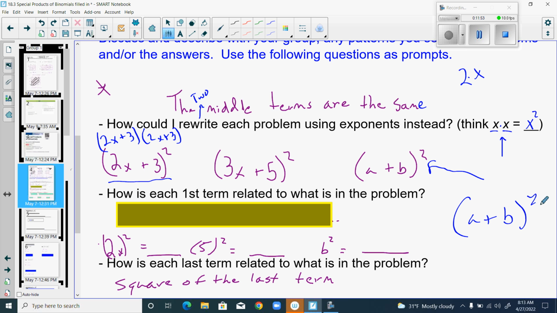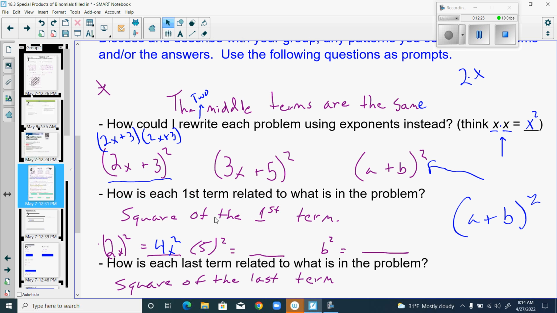How is each first term related to what is in the problem? Well, we already discussed that in the first term where we have 2x plus 3 times 2x plus 3, that first term is really getting squared. The first term is 2x squared, which gives us that 4x squared. Same thing here. How is each first term related? It's the square of the first term. Sorry, I'll pause here for a second to let you catch up. The first term in your answer is the square of the first term given.